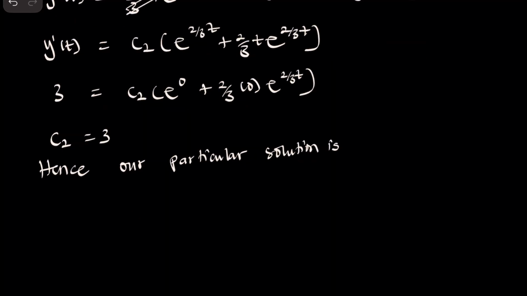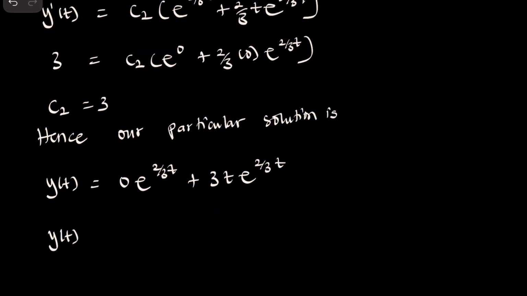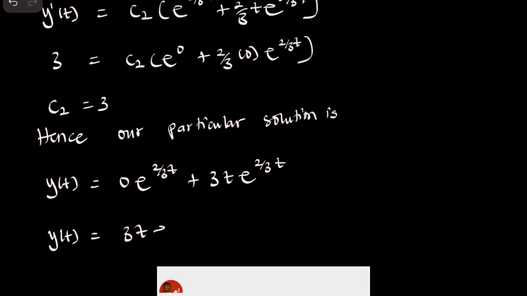Hence, our particular solution is giving us y of t is equal to c1, which is 0, then e 2 on 3t plus c2, which is 3 times t e 2 on 3t. Thus, we have y of t to be equal to 3t e 2 on 3t.